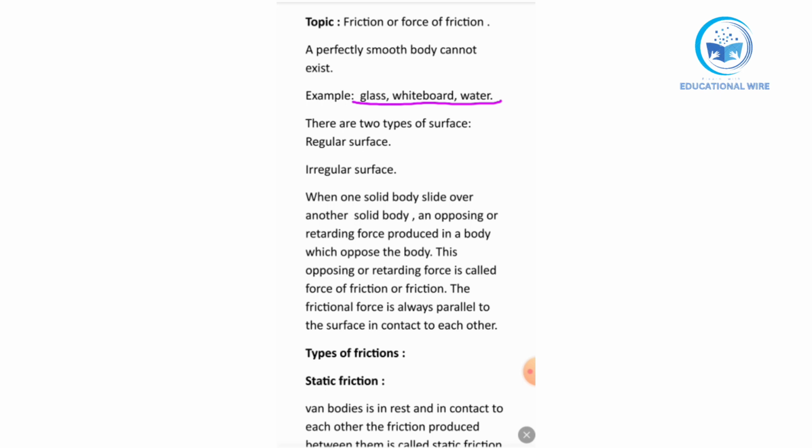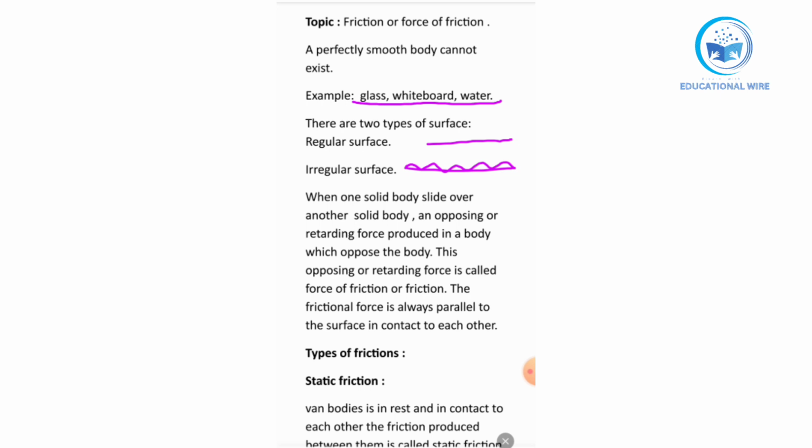After that, there are two types of surfaces. How many types of surfaces? Two types of surfaces. One is regular, that is a simple line, and second is irregular, in which we have little spots, so when we rub it, it just moves from one to another.